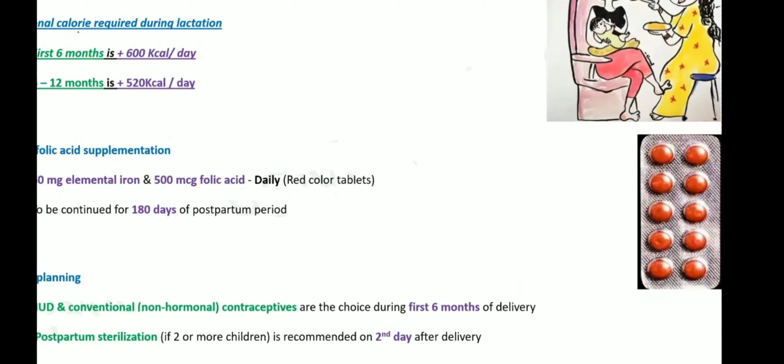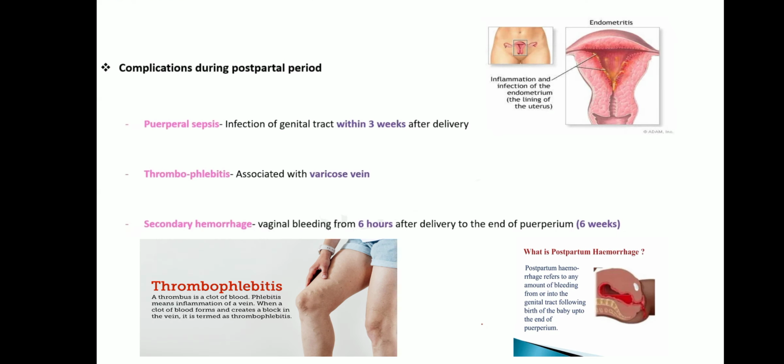So what is the best family planning method? Intrauterine devices and non-hormonal contraceptives in the first 6 months after delivery. And if her family size is complete, if she has already had two or more children, then postpartum sterilization is advised. So this was about family planning.